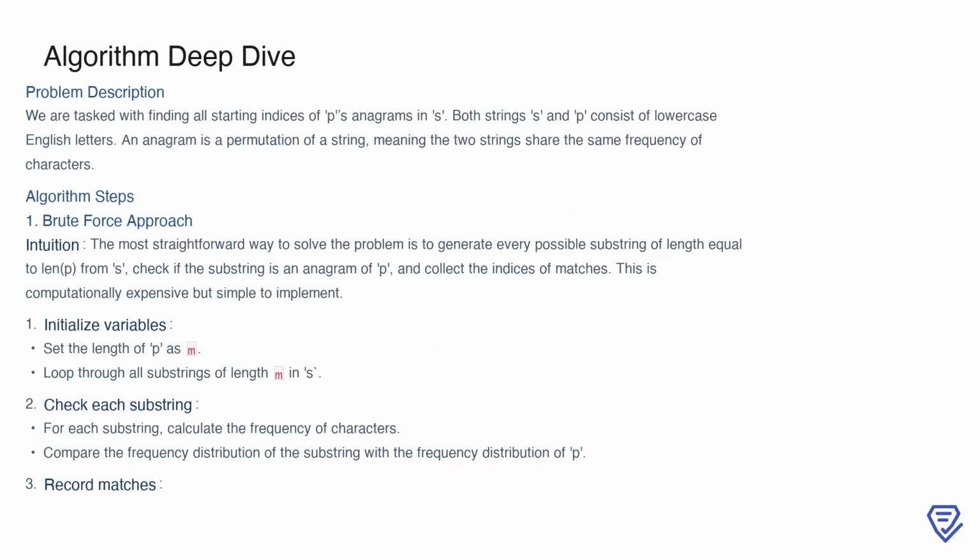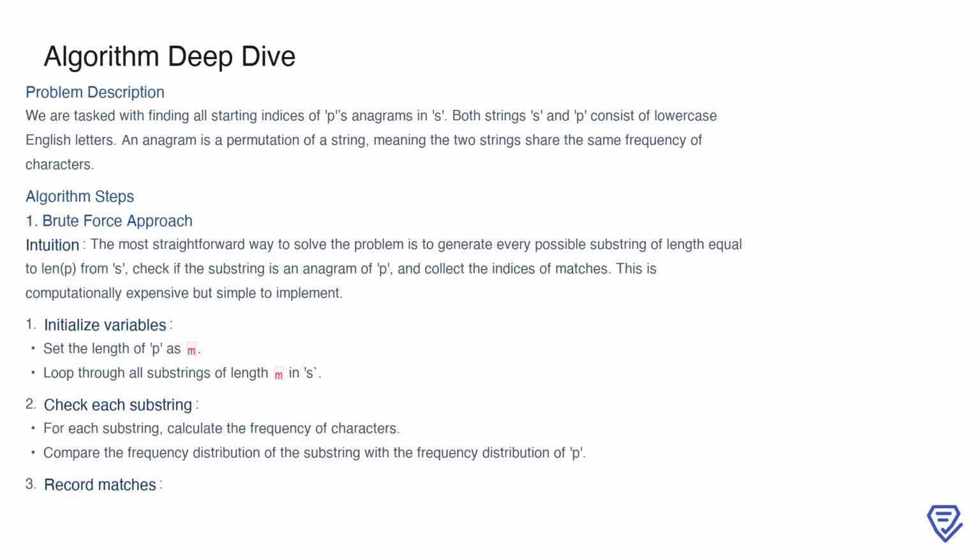In this problem, we need to find all starting indices of anagrams of the string P within the string S. An anagram is essentially a rearrangement of characters, so the two strings must have identical character frequencies to qualify as anagrams. The brute force approach to solving this would involve generating every possible substring of length equal to P from S, calculating the frequency of characters for each substring, and then comparing it with the frequency distribution of P. If the distributions match, we record the starting index of that substring.